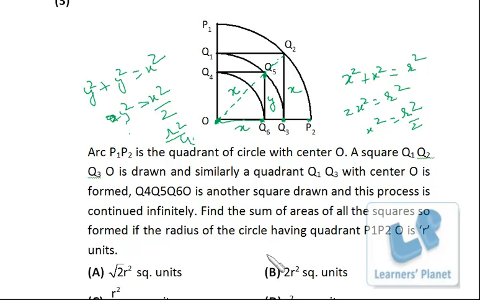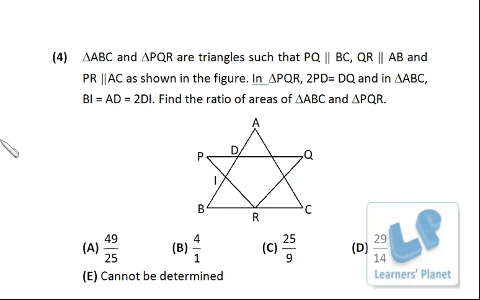Since this is an infinite geometric progression, you can use the formula a upon 1 minus common ratio. So a is the first term, that is r square by 2, and the common ratio is 1 by 2, so 1 minus 1 by 2, that is 1 by 2. So the sum of areas will be r square, right? So that's pretty simple. I hope you are clear.